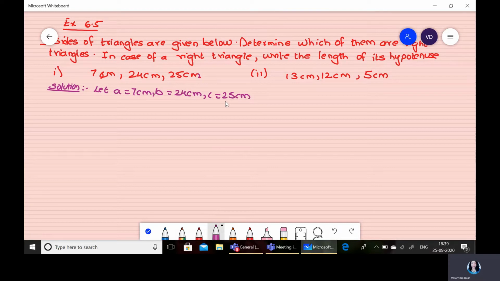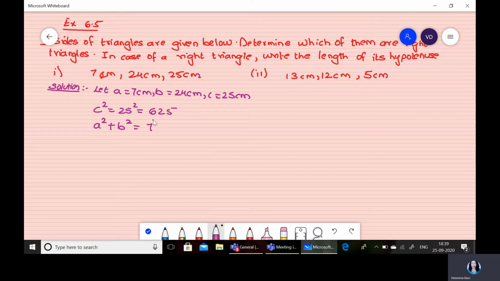Now here we first find out what the longest side is. The longest side is 25. So let's take the square of the longest side, that is 25 square. We all know it is 625. Now we'll take the sum of the squares of the other two sides, that is a square plus b square.